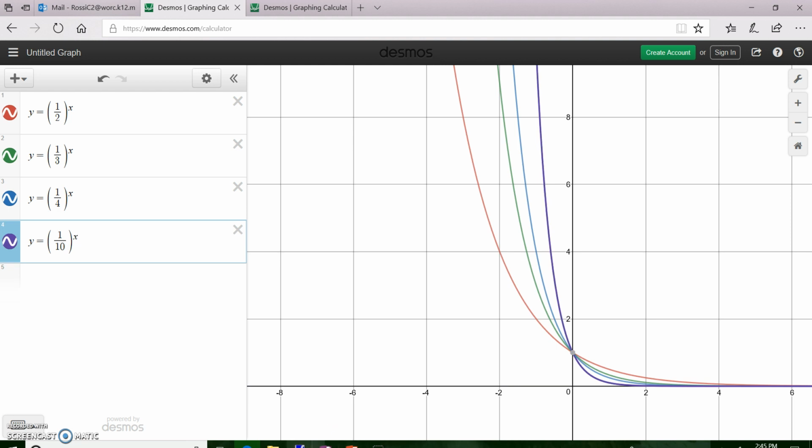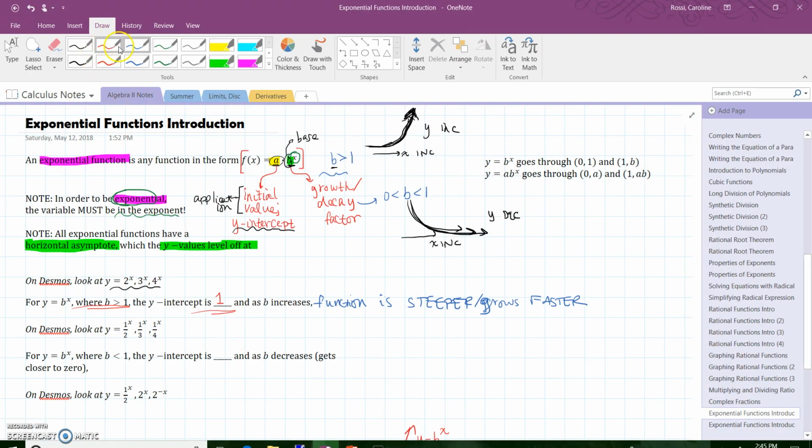This is decay again, so let's make a note of that so you remember it. For y equals b to the x, where b is less than 1, the y-intercept is still 1. And as b decreases, meaning it gets closer to 0, the function is steeper. But when we say steeper this time, we mean it decays faster, not grows faster.